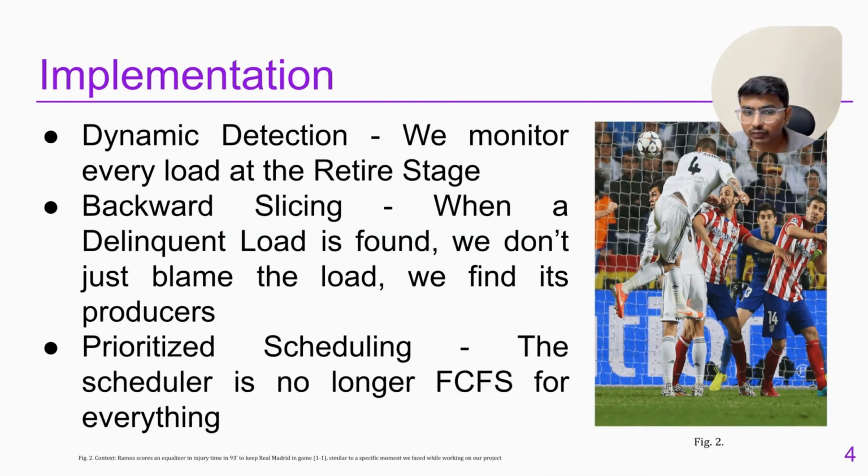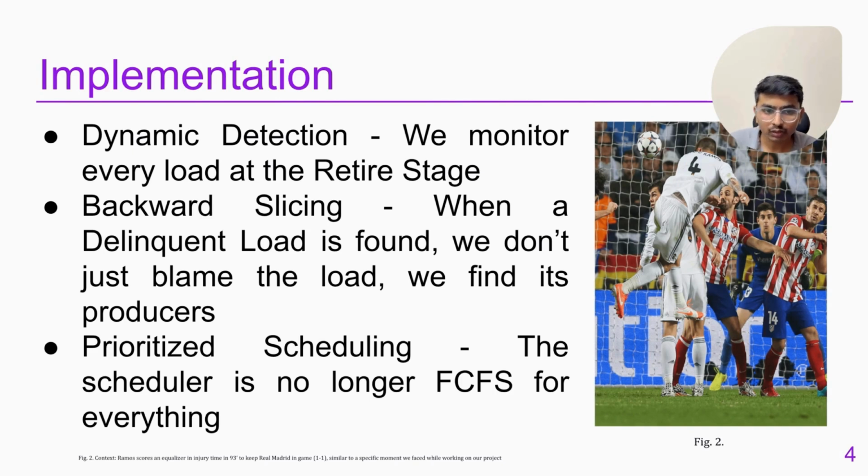Now, how do we implement this fast tracking? Think of a Sergio Ramos equalizer in the 93rd minute. Real Madrid was trailing and needed a specific critical intervention to save the game. Our implementation does exactly that for the CPU pipeline. It relies on three mechanisms.